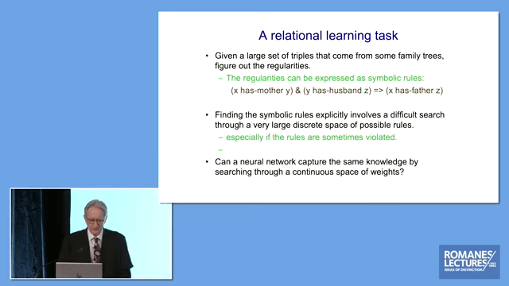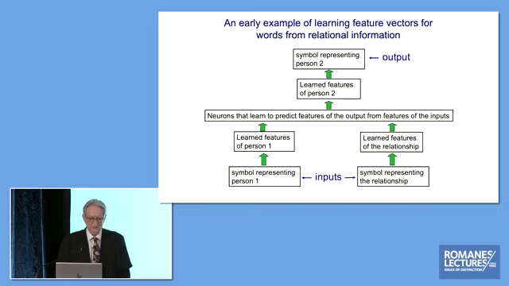So the neural net looked like this. There was a symbol representing the person, a symbol representing the relationship. That symbol, then via some connections, went to a vector of features, and these features were learned by the network. So there are features for person one and features for the relationship, and then those features interacted and predicted the features for the output person, from which you predicted the output person. You found the closest match with the last layer.